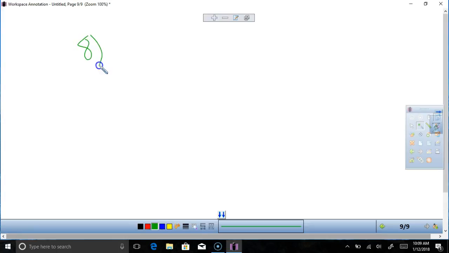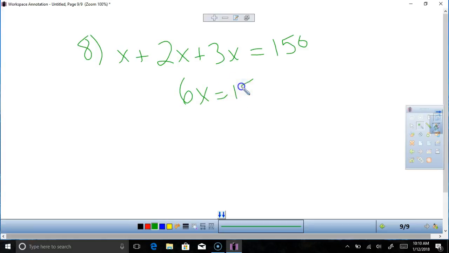So number 8. Ooh, so far so good. Number 8. When a number is added to its double and its triple, it equals 150. So far so good. Alright. So I'm gonna go through and x plus 2x plus 3x is 6x equals 150. Divide by 6 and you get x equals 25.